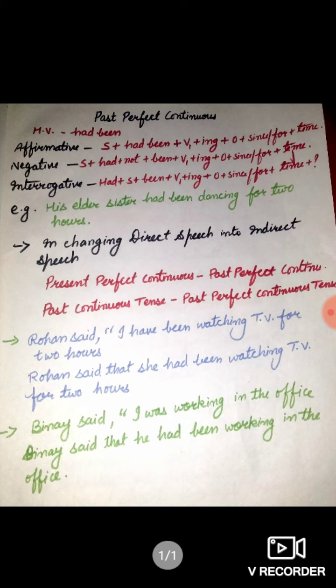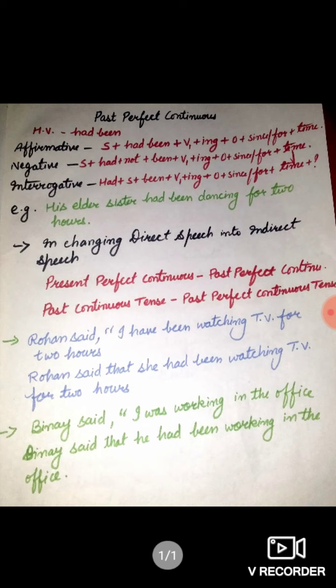Thereafter, in changing direct speech into indirect speech, as I told you, present perfect tense is changed into past perfect. Likewise, present perfect continuous is changed into past perfect continuous. And as I told you, past indefinite is changed into past perfect. Likewise, past continuous tense is changed into past perfect continuous tense. Examples are in front of you.